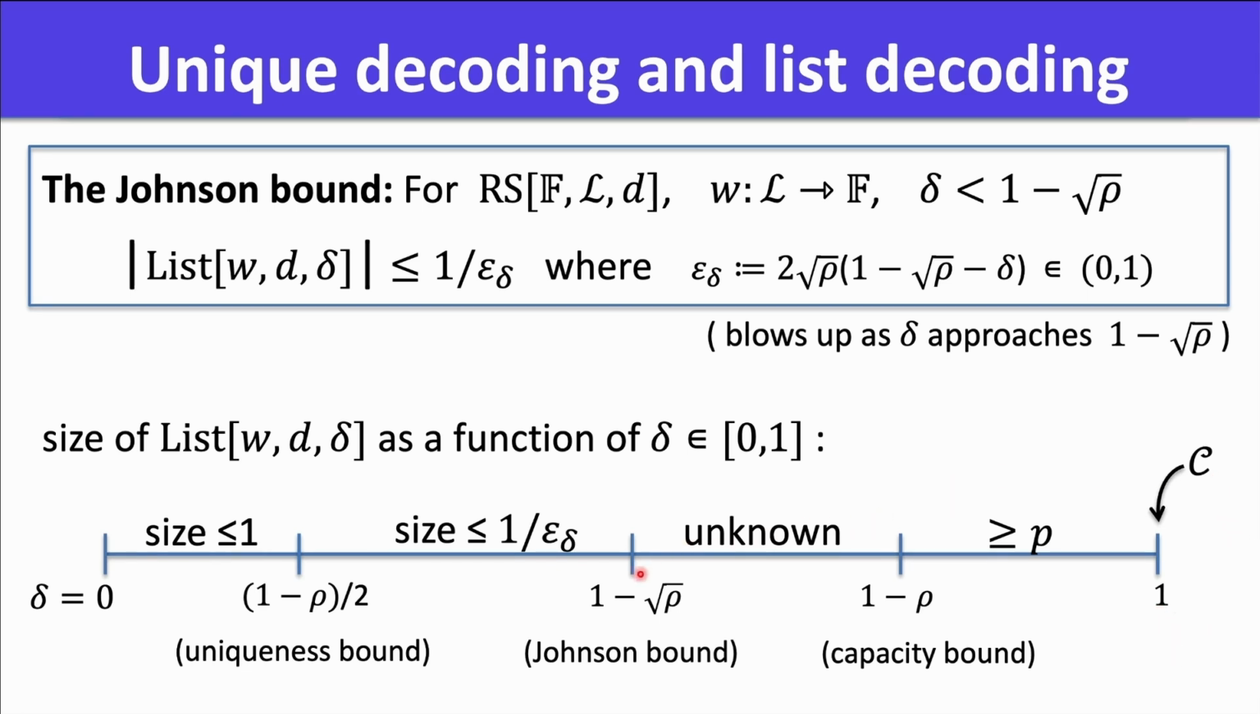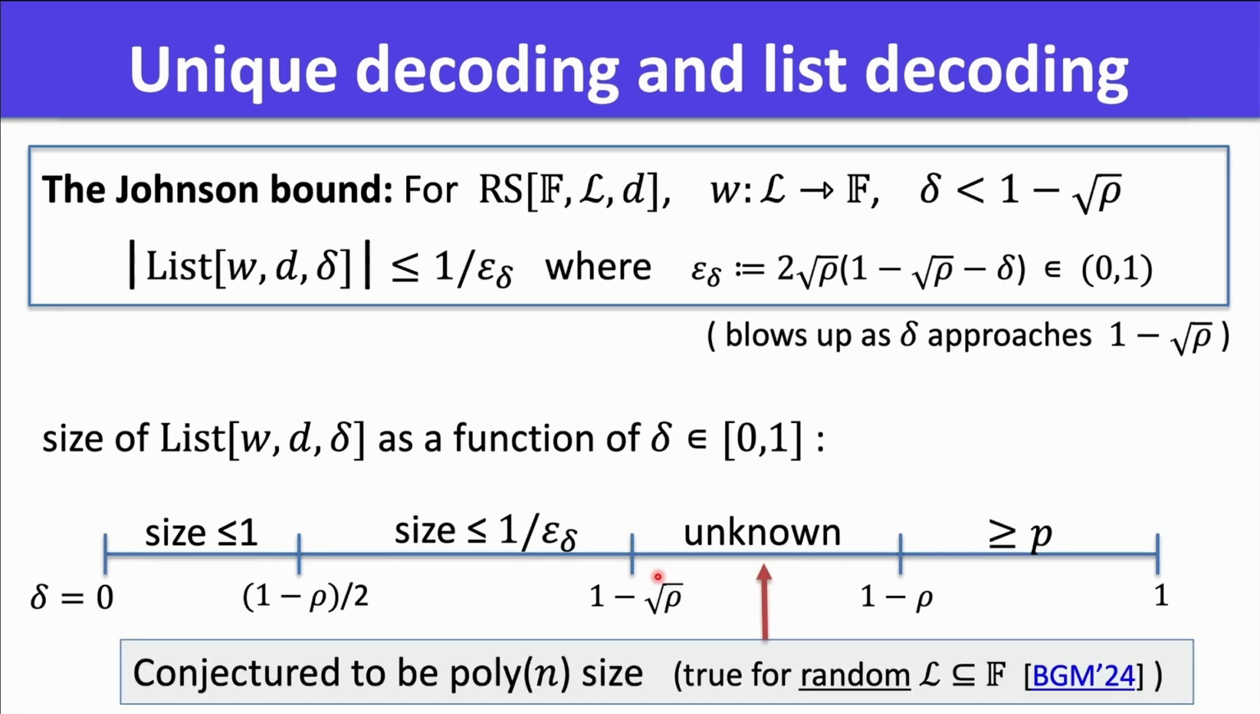So I want to talk a little bit more about this unknown region here. What's interesting is that there is a conjecture that in fact, even in this region, the size of the list is only polynomial in n. So it's nicely bounded. And in fact, what is known, this is a result from 2024, is that if we choose the domain of the code at random, then in fact the size of the list really is polynomial in n. So there's a good bound for it.